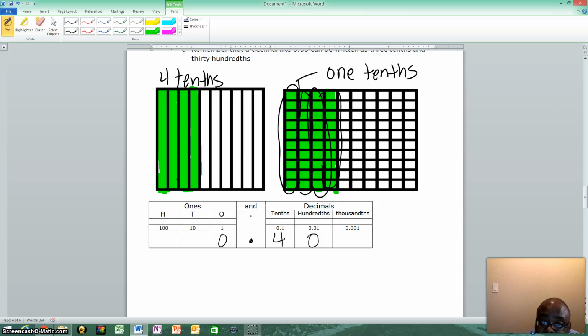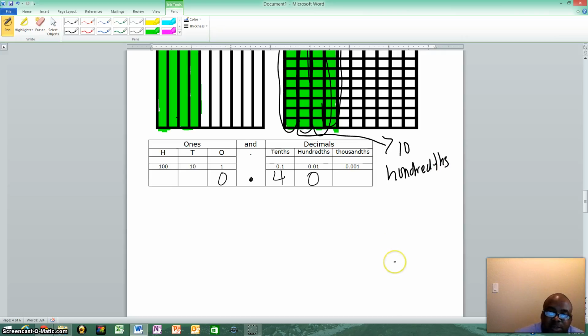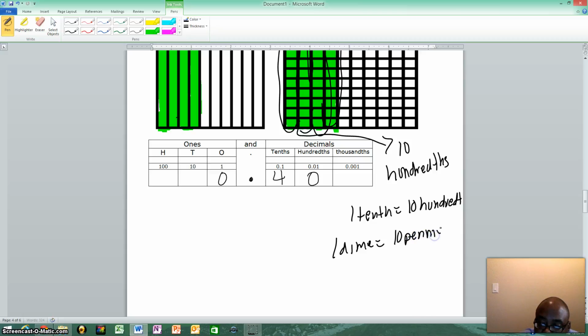just like we have 4/10 on this one. But also, when you look at this, in this 1/10, you also have 10/100. So let me write this down here first, that 1/10 equals 10/100. The same thing like 1 dime equals 10 pennies. The same thing. Now, let's go ahead and put this number into word form.